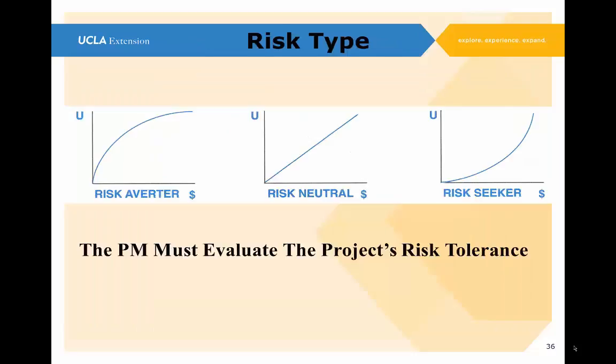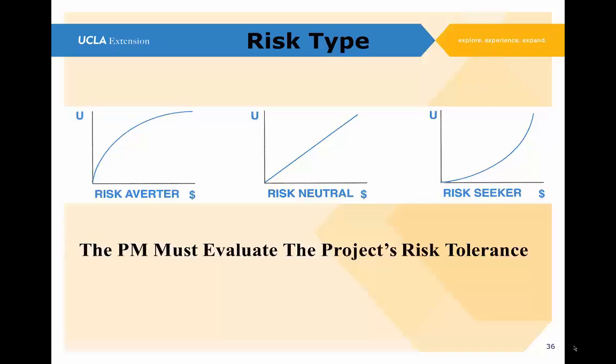Okay, now I want to talk about risk type. In risk type, we're just looking at three different kinds: a risk averter, risk neutral, and risk seeker. A risk averter is one that, if the impact on the x-axis even starts to increase, is very unhappy with it and wants to stay away from it. It takes a lot before that risk averter is going to let something happen. The risk averter will do anything to avert a risk.